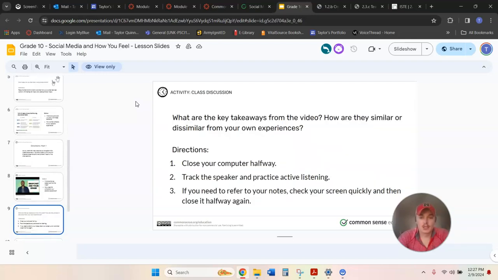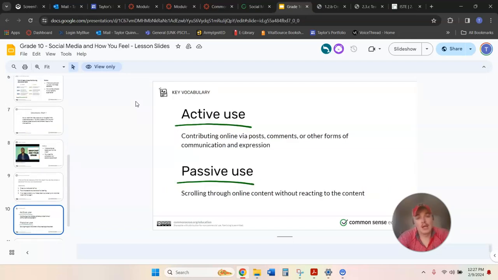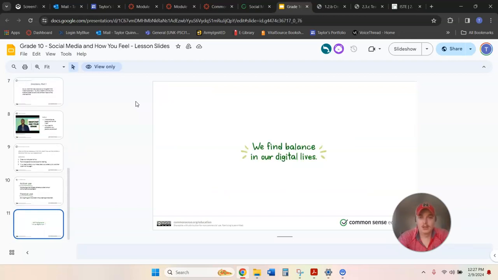Some more class discussion, asking them questions. Right? What are your takeaways from what you just watched? I believe this is important: getting them to understand the difference between active and passive use, right? Are they contributing to what they're doing or why they're using it, or are they just scrolling? Are they using their time wisely? That's the end of that.